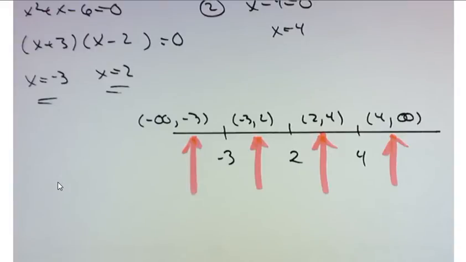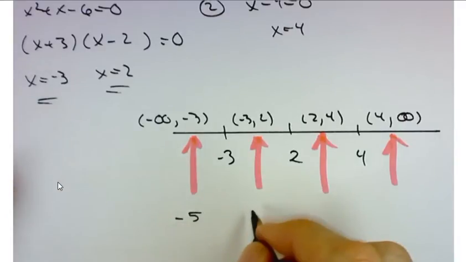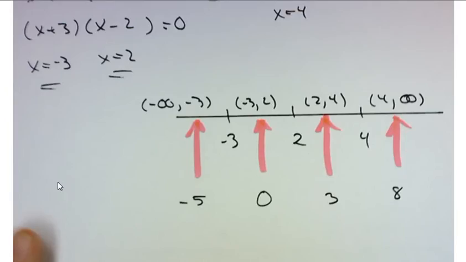So, some test points. Lauren? -5. All right, good. -5. Favorite one, favorite one, favorite one. 0. Good. 0. 3 and 8. Perfect. So those are some good test points.